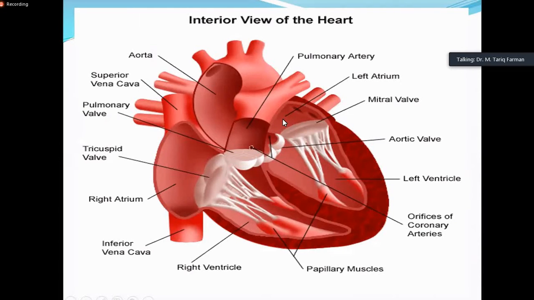And then there is pooling of the blood in the left atrium. So there is stasis, there is pooling in the left atrium. The left atrial pressure is raised, and when it is so high, the blood goes back into the pulmonary veins. So there is pulmonary venous congestion and alveolar leakage, and the patient goes into pulmonary edema. So this is the pathophysiology, right?